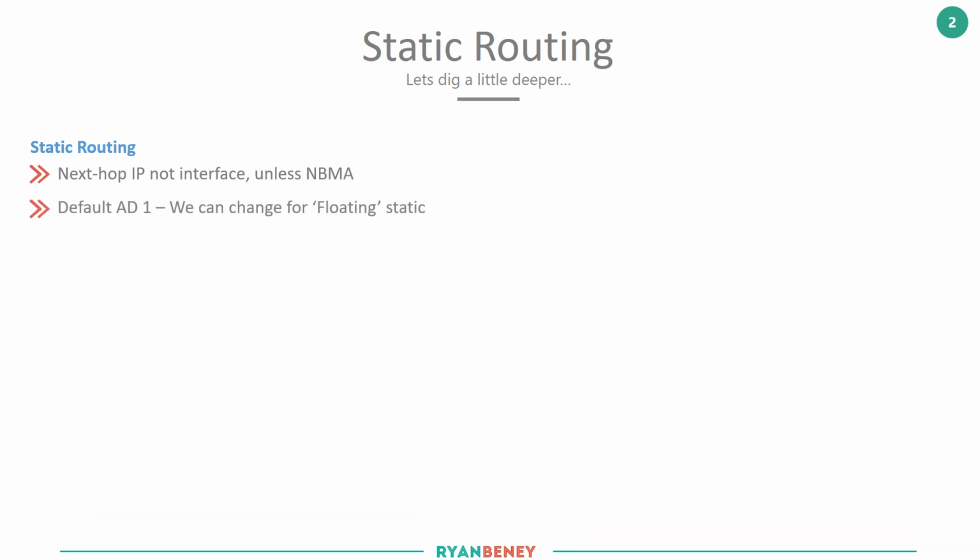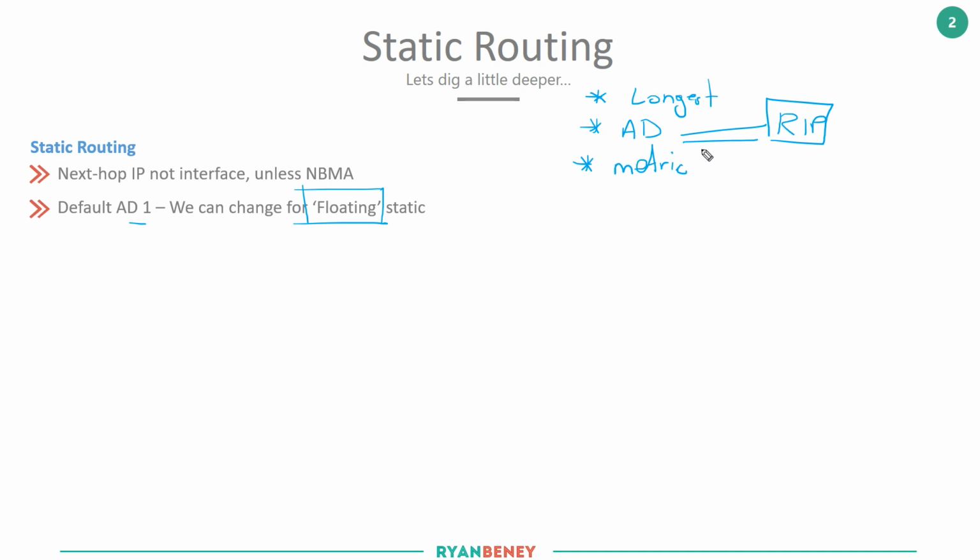The default AD of a static is 1, but it can be changed. And if it's changed, we can then use something called a floating static. At the moment, we haven't talked about routing decisions, but very briefly, a router will always prefer the longest match. If the longest match is the same, it will pick the lowest AD, and if the AD is the same, it will pick the metric inside that AD. So say, for example, if we learnt 2 routes from the Routing Information Protocol, it will then pick the one with the lowest hop count.